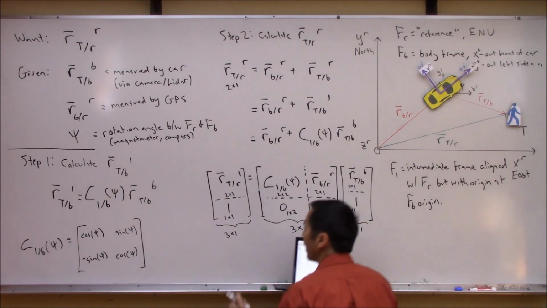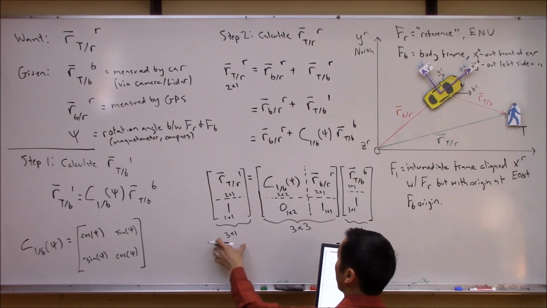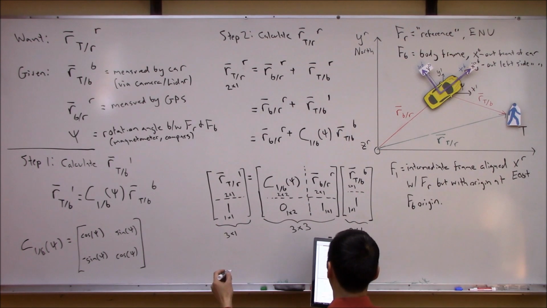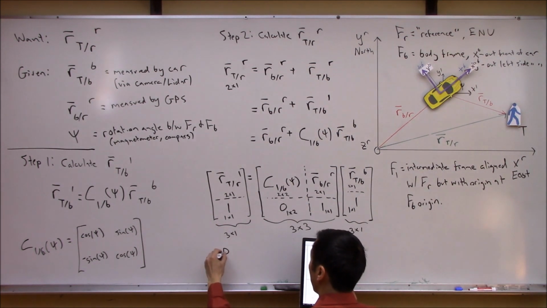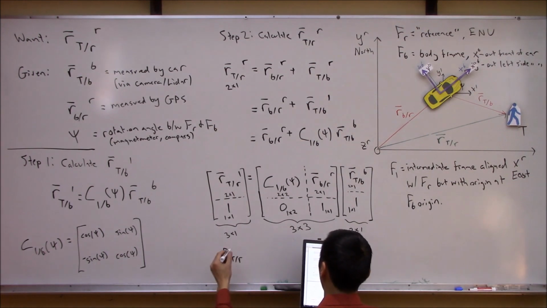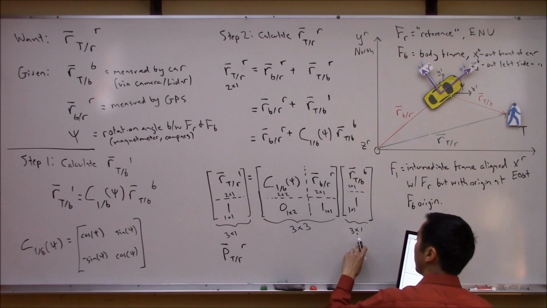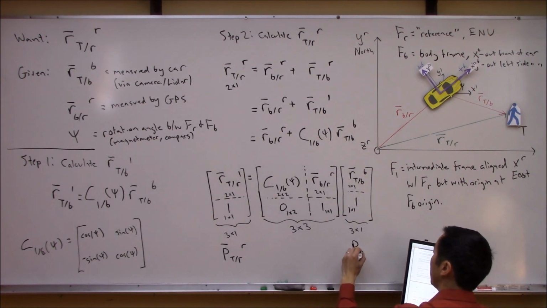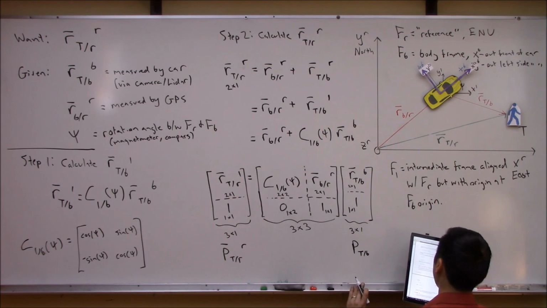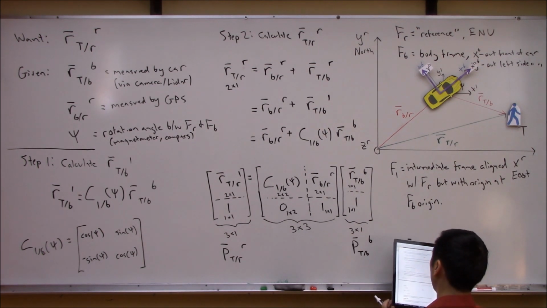Let's call this vector over here the pose of the system. Sometimes people call this the pose. Let's call this P_T with respect to R expressed in the R frame, or the pose. That's this 3x1. So this 3x1 over here, let's call this the pose of the system, but it's the pose of T with respect to B expressed in the body frame. And I guess we can put the vector notation there.